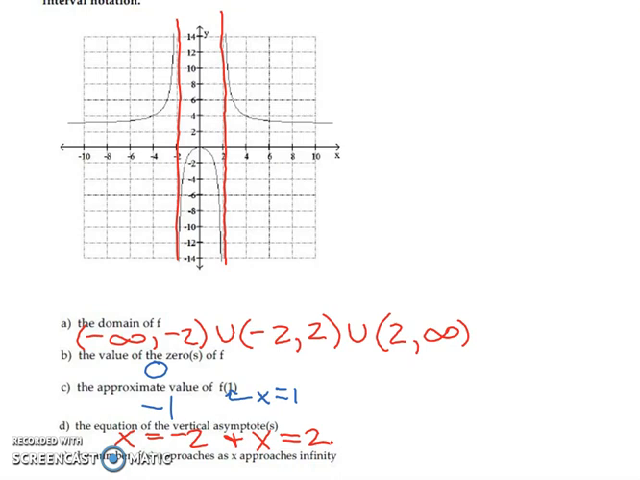Part E says the number f of x approaches as x approaches infinity. That one's kind of confusing, but let's think about it. F of x is the same thing as y, correct? So as my x is moving towards infinity, what is my y value approaching?